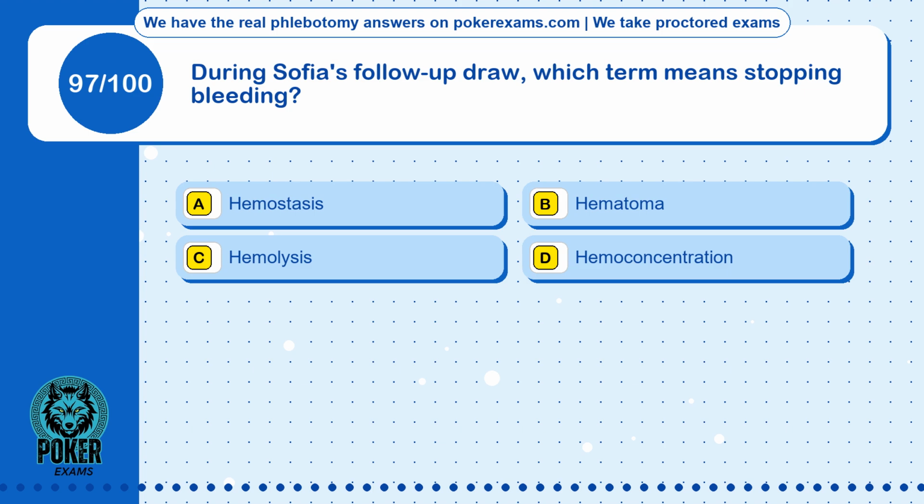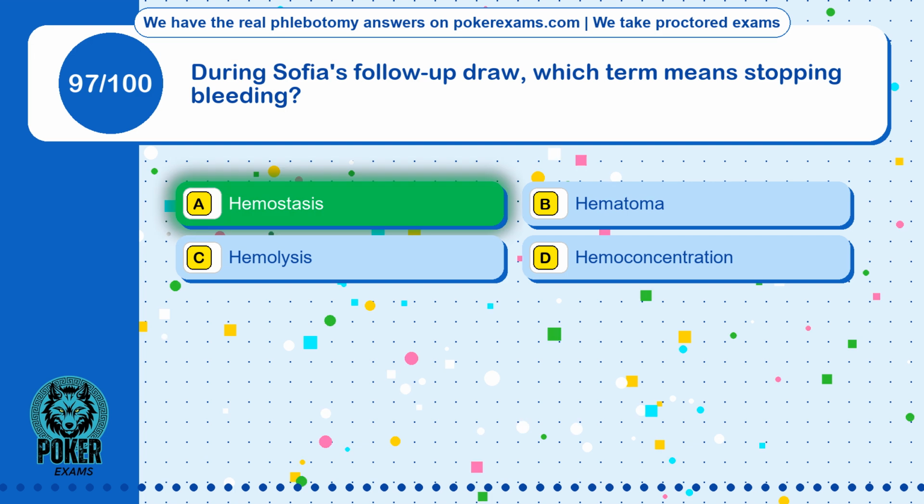Question 97. During Sophia's follow-up draw, which term means stopping bleeding? Option A, hemostasis. Option B, hematoma. Option C, hemolysis. Option D, hemoconcentration. The correct answer is option A.